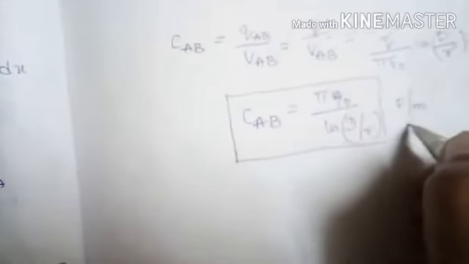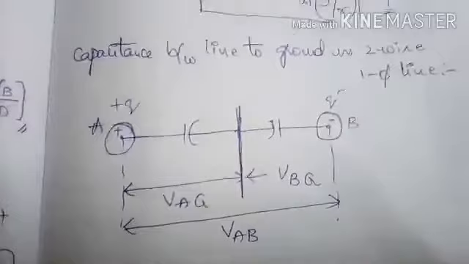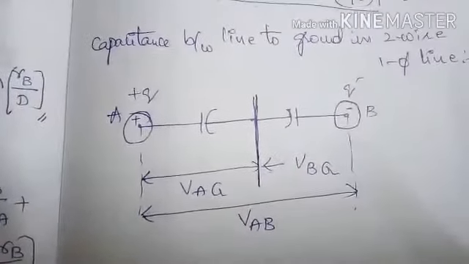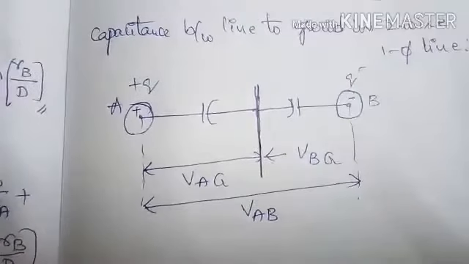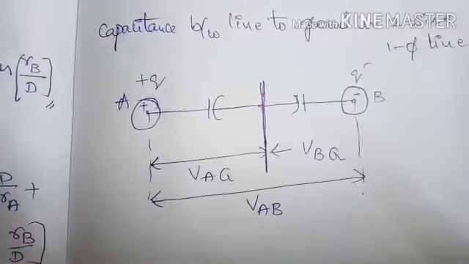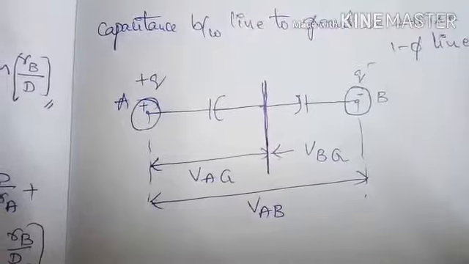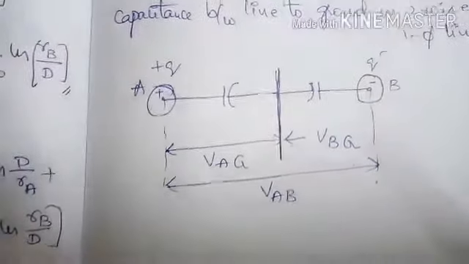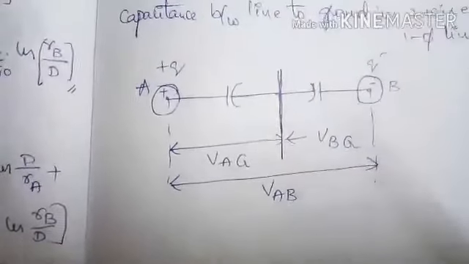Coming to the capacitance between line to ground in a two-wire single phase line, here these two conductors A and B: A conductor is having plus Q charge and B conductor is having minus Q charge, and in between these two conductors, ground will be represented in this figure.